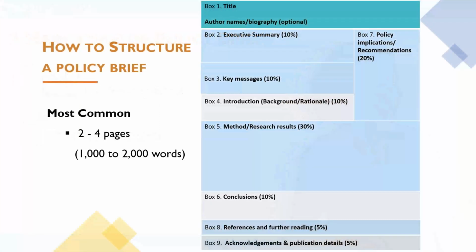There are no specific agreements on the ideal length or format of a policy brief, but a reasonable recommendation is to keep the length between 2 to 4 pages, which correspond to about 1,000 to 2,000 words. On the slide, we have an illustration of a policy brief. We have 9 sections to show visually the approximate length or weight of each section. If we read the template from the top to bottom, we have the title, executive summary, key messages, introduction, methods and results, policy implication and recommendation, conclusion, references and further reading, acknowledgement, and publication details. We'll have a closer look at each section in the next slides.